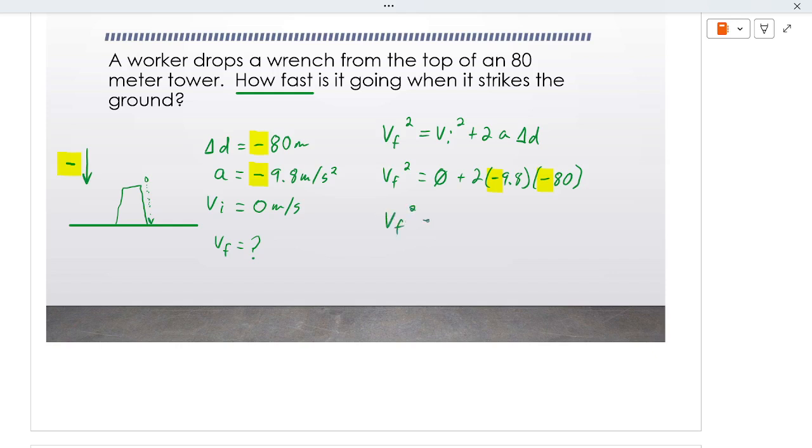Vf squared will equal, I'm just going to take a quick moment and punch that in on my calculator. Let's see, 18.6 times 80. I get 1568. So Vf squared is 1568. And then when I take the square root of that, I'm going to get 39.6 on my calculator.